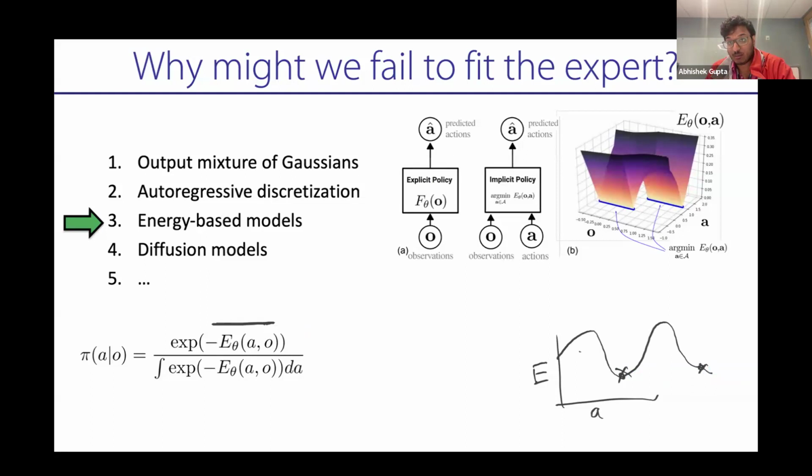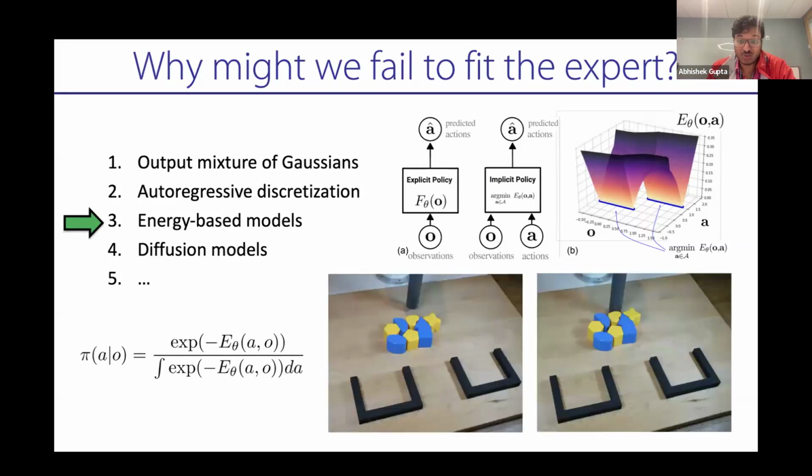And because you're parameterizing an arbitrary scalar, which is just a function, it can have multiple modes really naturally. That's what makes it nice for parameterizing multimodal distributions. What makes it tricky is that you have to compute this normalizing factor. The hard part is that you have to integrate this over all possible actions. For it to be a valid probability distribution, you have to normalize it. So energy-based models are great, but they're kind of hard to use.